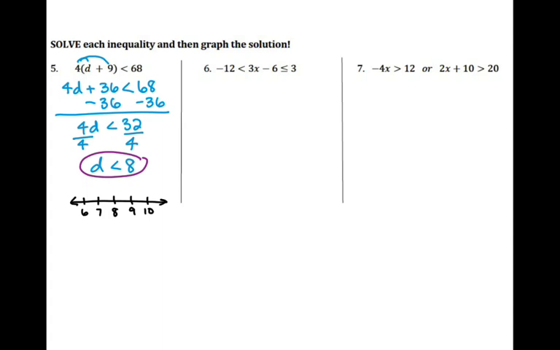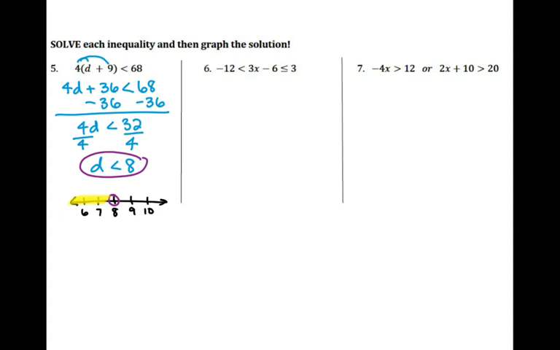So if I look at my inequality, it says d is less than 8. So anytime you have a less than or a greater than, that's just going to be an open circle. If you have an or equal to, that is going to be a closed circle. And we want everything that is less than 8. So like 7, 6, negative 52, all of that is going to be to the left of 8. So that is where I'm going to shade or draw an arrow or whichever way you like to do your number lines.